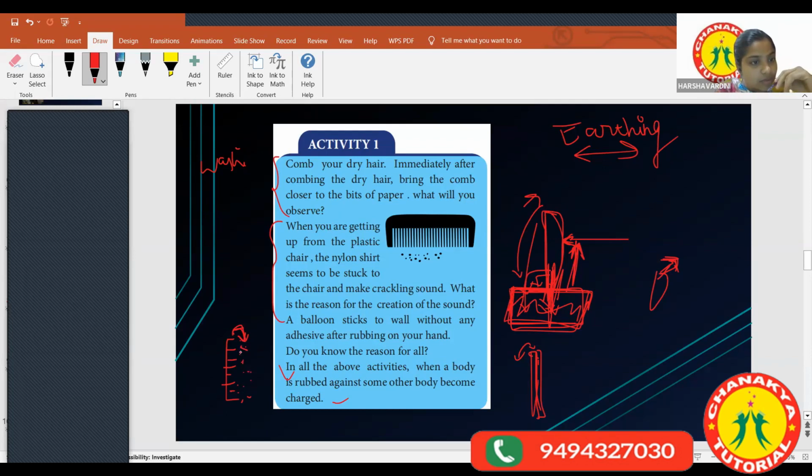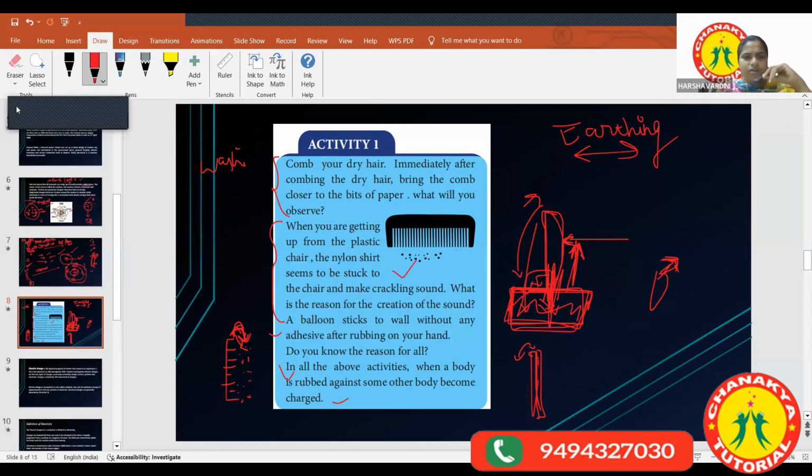They get lightly attracted to them, because the charges between your hair and the comb are already there. They exchange the charges, and when you place the comb near the paper, it will also impose the electric charge onto these papers. So the papers have a lightly shaking movement. This same applies for the other activities also. Basically, this activity tells you that when two bodies are in contact, they exchange charges. When a body is rubbed against another body, they become charged.